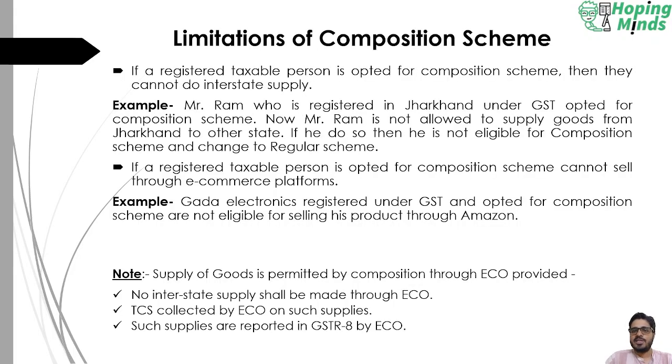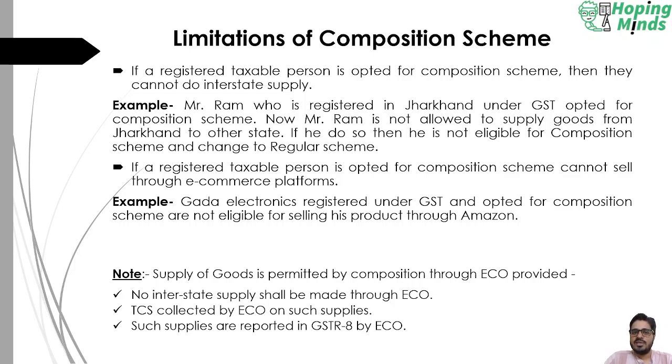So there are certain limitations of composition scheme. First being non-availment of input tax credit that we have already covered. Next, if a registered taxable person has opted for composition scheme, then he cannot do interstate supply. For example, Mr. Ram, who is registered in Jharkhand under GST, opted for composition scheme. Now Mr. Ram is not allowed to supply goods or services from Jharkhand to any other state in India. If he does so, then he is not eligible for composition scheme and he must change to regular scheme.